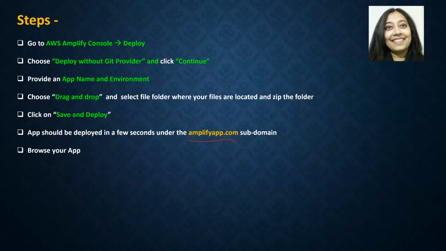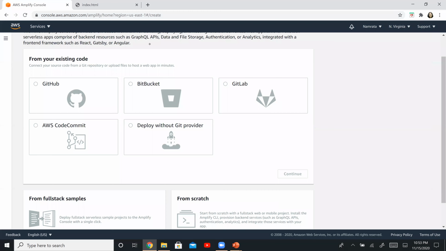Now going back to our steps, we are over here at deploy. Now we will choose deploy without Git provider, because remember, we are not using any source code repository or source control right now. Our source code repo is our local computer or wherever, on the file system, your HTML files are. So deploy without Git provider, continue.